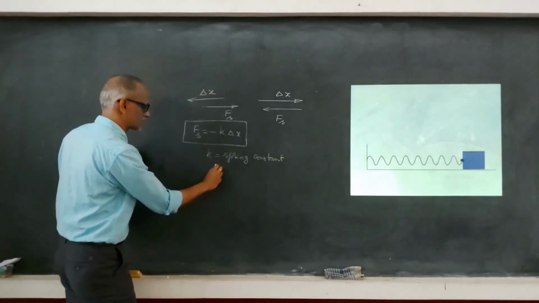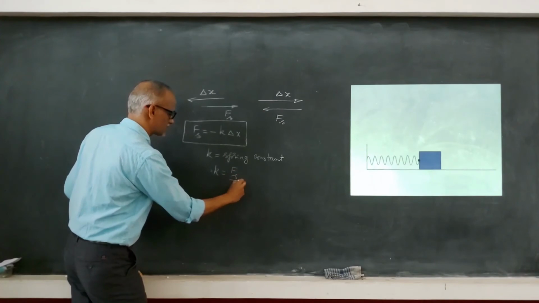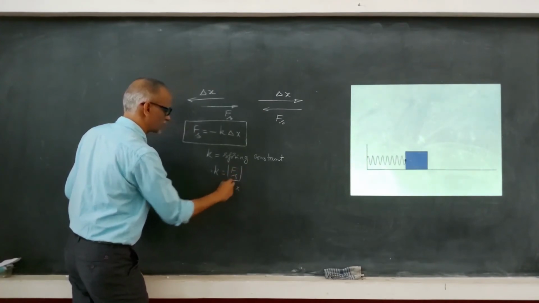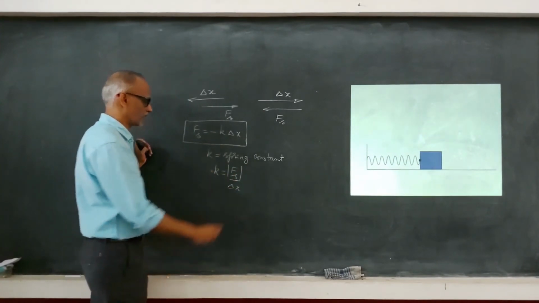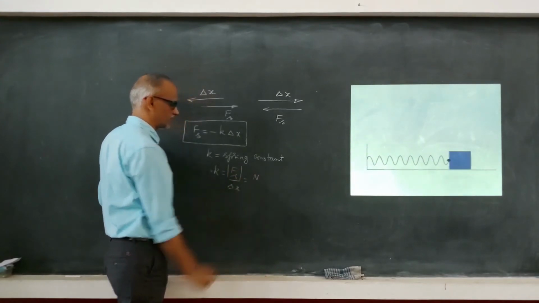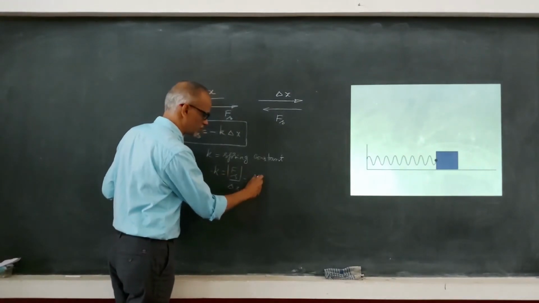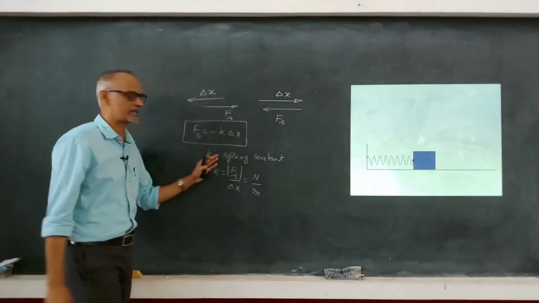We can find the unit as well as the dimensional formula of the spring constant. k is equal to Fs by delta x. I am going to take the magnitude, I will not take the sign. Now, the spring force is measured in Newton. Change in the length is in meters. So, Newton per meter is the unit of spring constant.